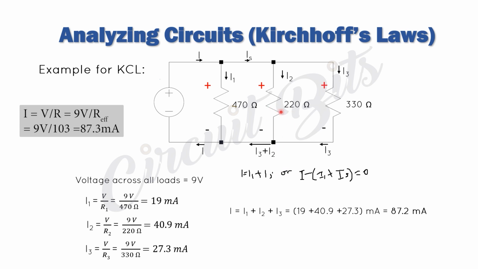The same holds true for every other node. We have IS coming into this node. Of course, IS splits into I2 plus I3. So if we sum I2 and I3, we're going to get IS, the value of the current coming in here. Basically, that's what Kirchhoff's law was trying to make us understand.